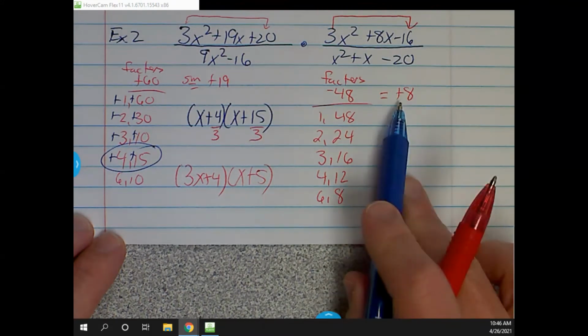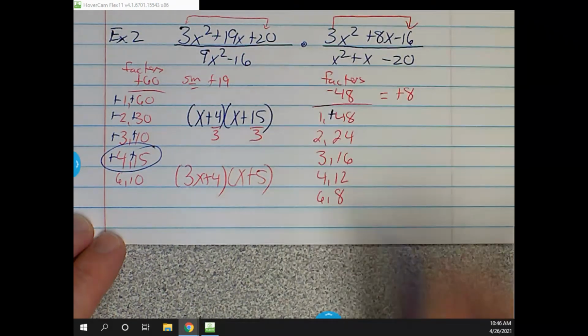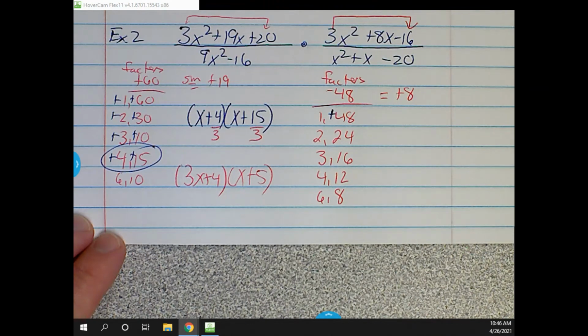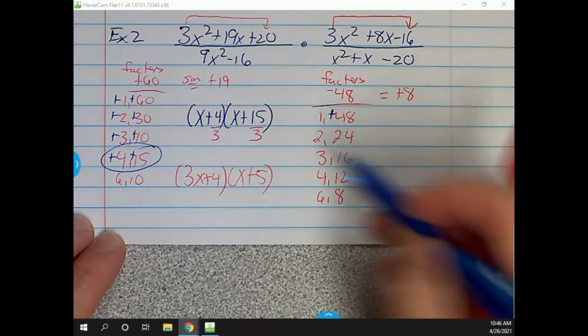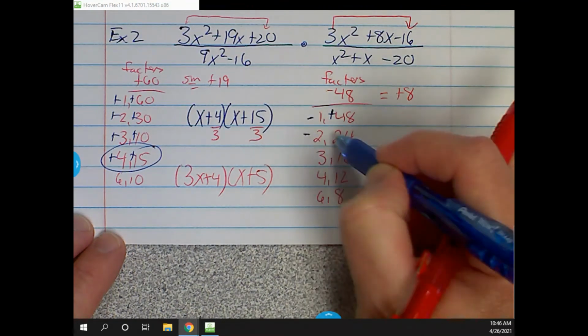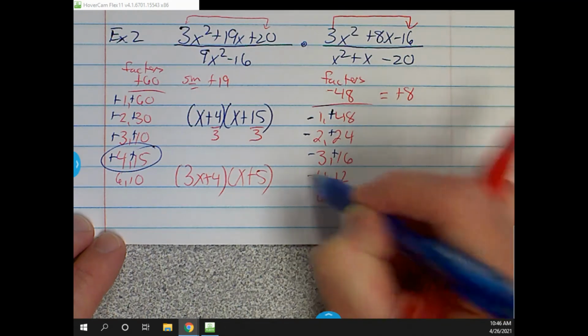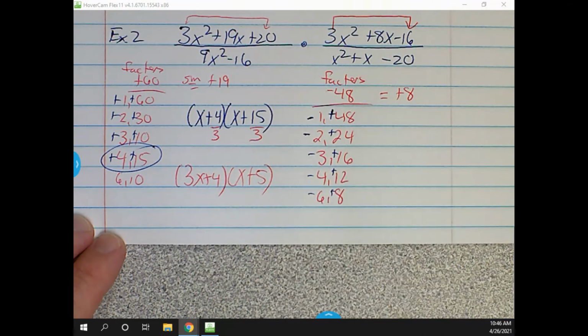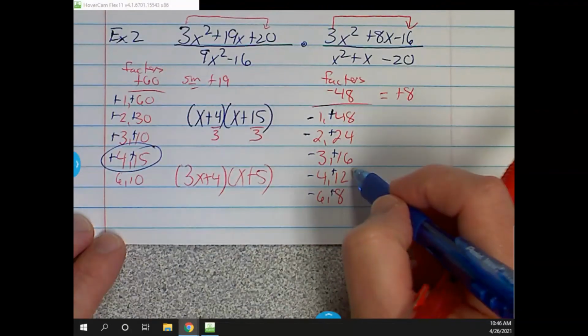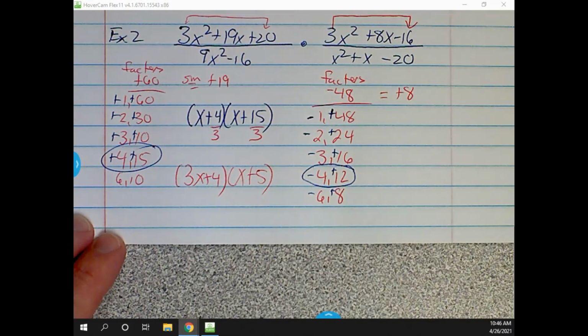Okay, the B term is positive, so we know the bigger number has to be positive. To get the sign of the other number, a negative divided by positive is a negative, so the smaller number is going to be negative, and the bigger number is going to be positive. Which means we've got to subtract the numbers to get 8. Well, that's going to be the 4 and the 12.